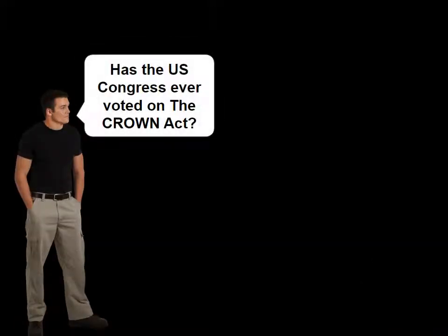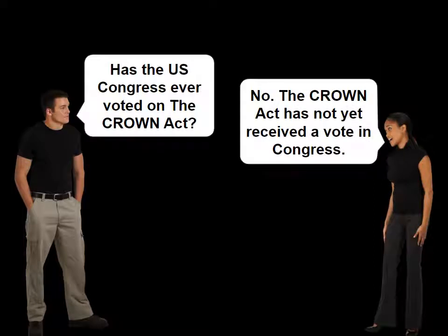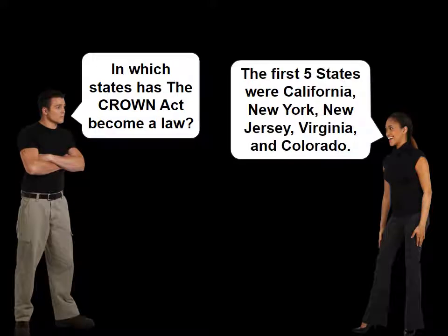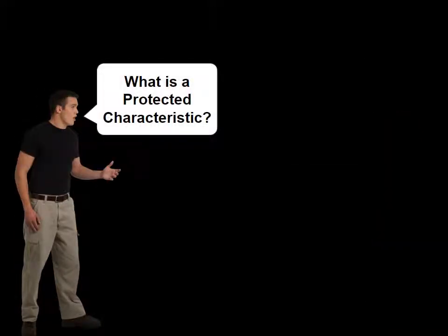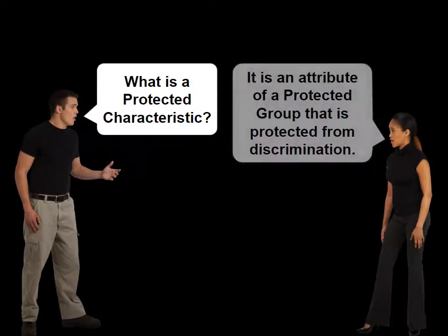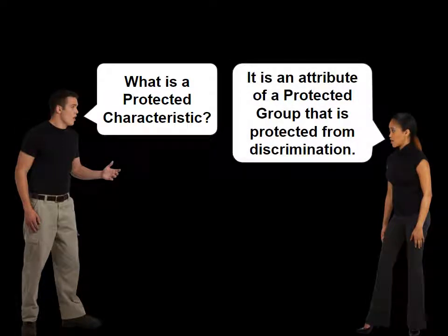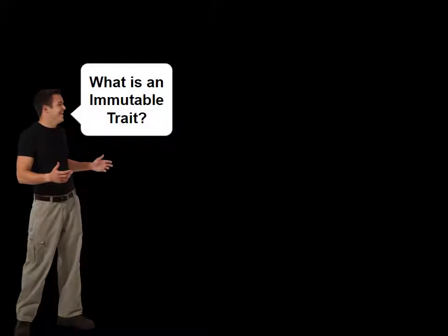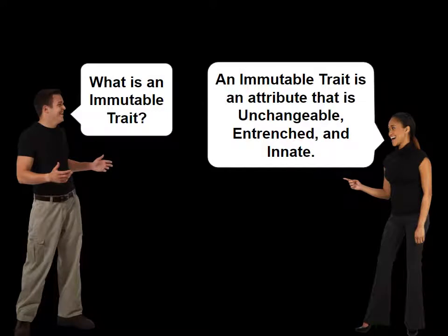Has the U.S. Congress ever voted on the Crown Act? No, the Crown Act has not yet received a vote in Congress. In which states has the Crown Act become a law? The first 5 states were California, New York, New Jersey, Virginia, and Colorado. What is a protected characteristic? It is an attribute of a protected group that is protected from discrimination. What is an immutable trait? An immutable trait is an attribute that is unchangeable, entrenched, and innate.